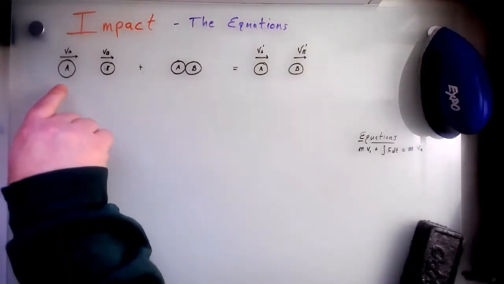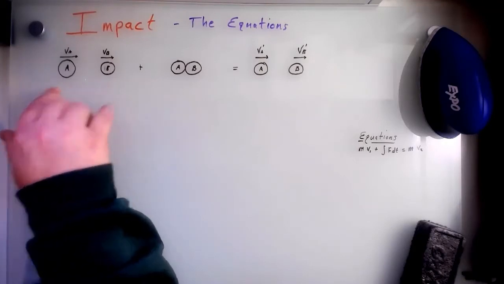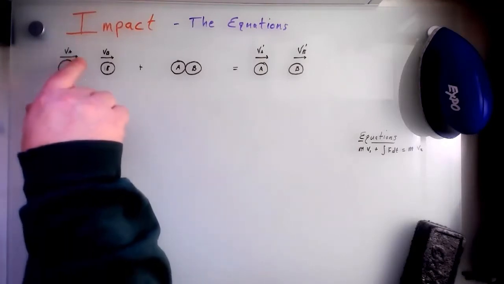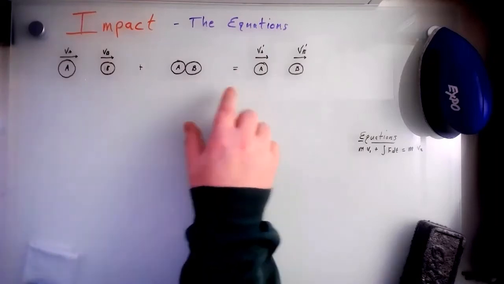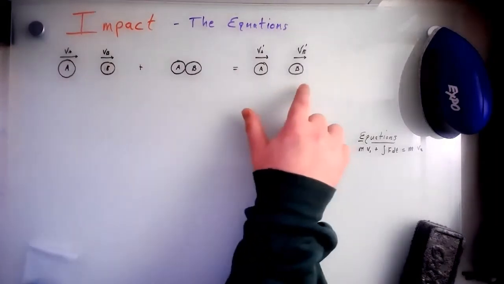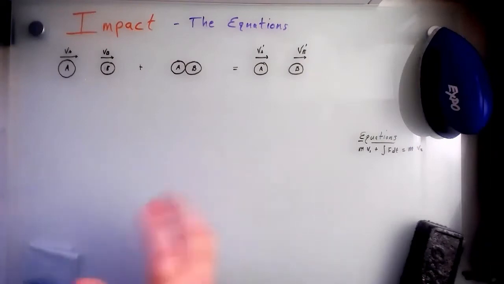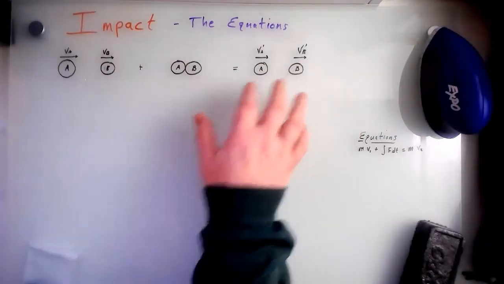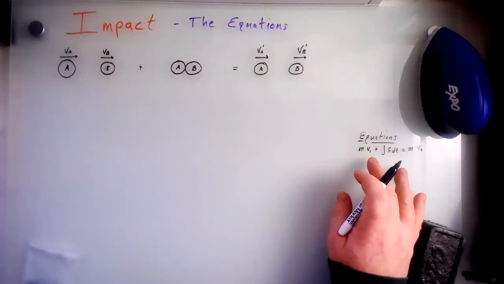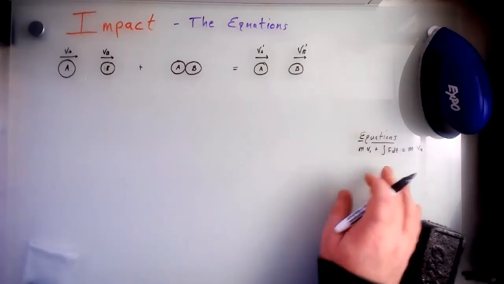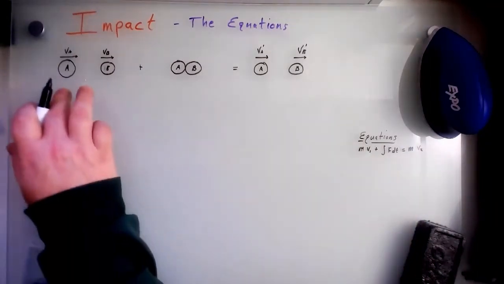So we've got particle A, particle B, they're going along. Particle A is moving faster than particle B. They collide, and after the collision, they are going along with new velocities. So let's find an equation. Starting with the equation of impulse, let's look at particle A.